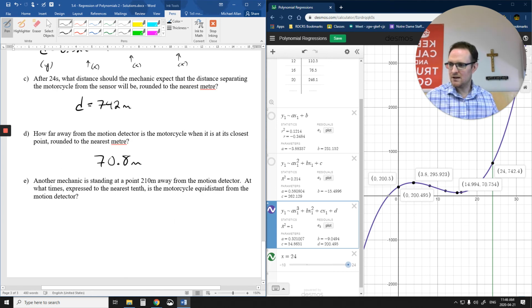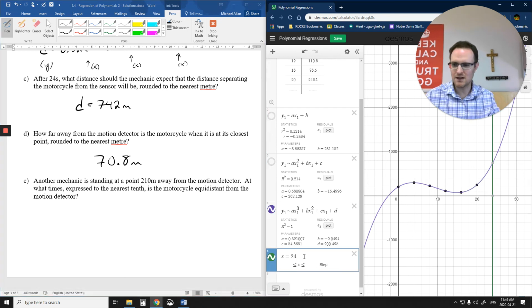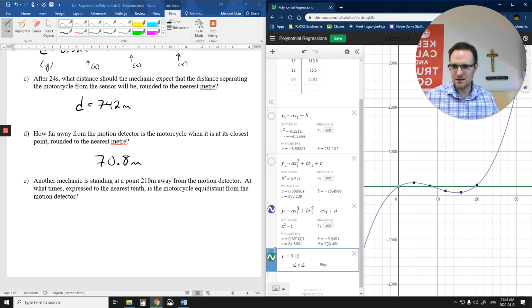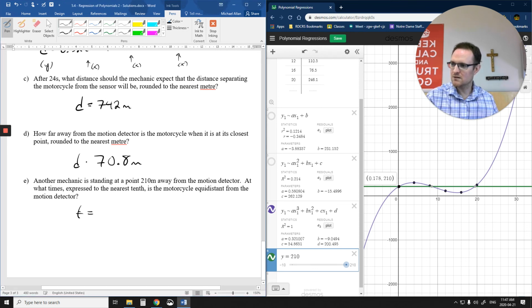And the other mechanic is standing at 210 meters away from the detector. At what times is the motorcycle an equal distance from the motion detector? Okay, so we have a distance here, so that's a y value. So I'm going to put a 210. And you can see that there are 3 times where this motorcycle's at 210 here. So it's at 210 when time is equal to, I'll put d equal to here.